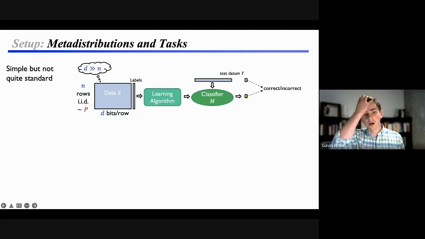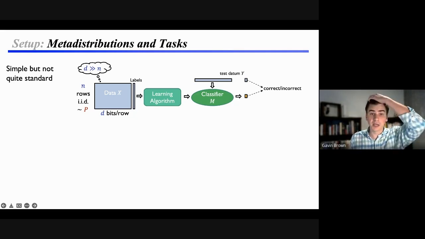Okay. So our batch learning setup is simple, but not exactly standard. We have a data set X, which is n rows drawn IID from some distribution P. The data will have d bits in each example, and we'll have some labels that are either binary or multi-class. You can think of the data as being high dimensional, so the dimension may be at least as large as the number of samples.